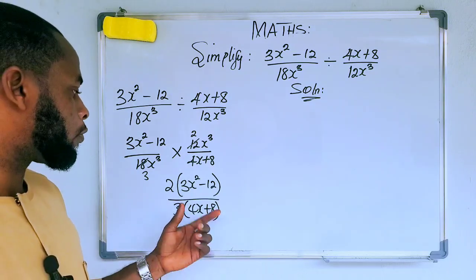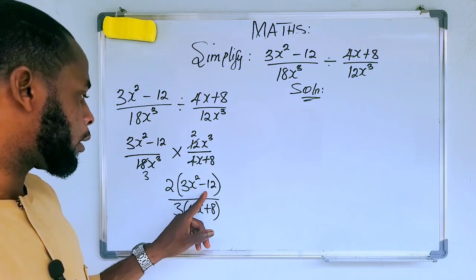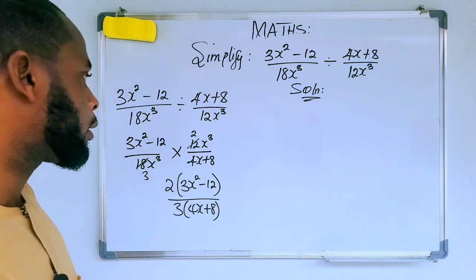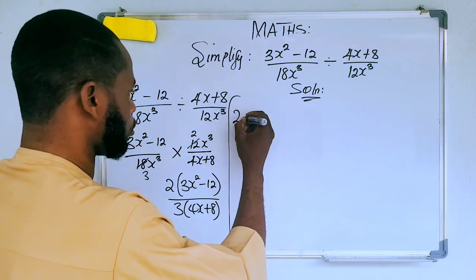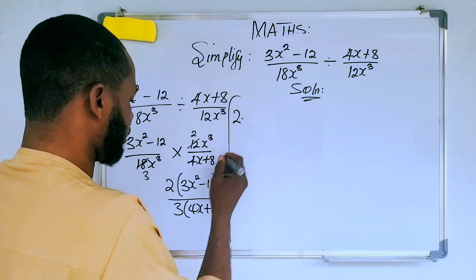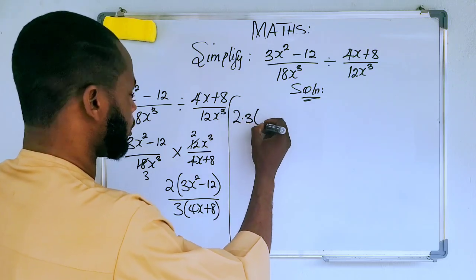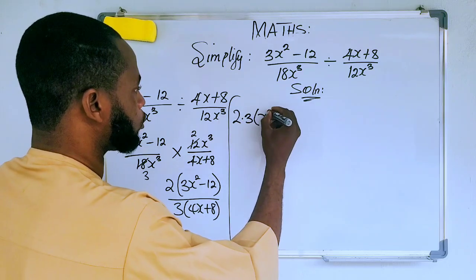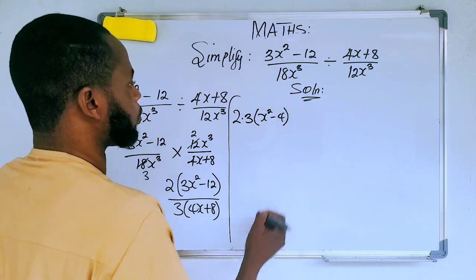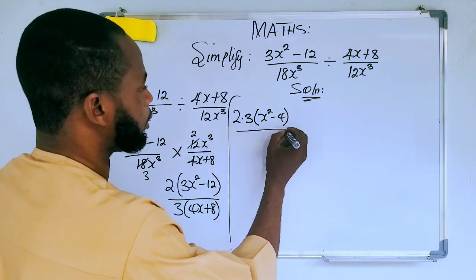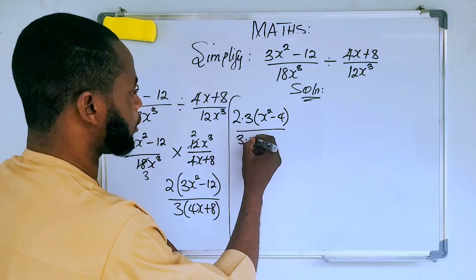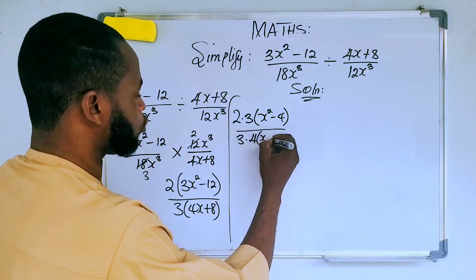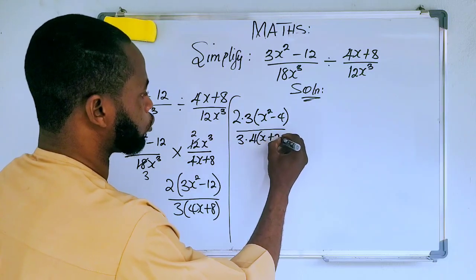We are going to simplify this further. Inside here, we are going to factor out 3, and we are going to have 2 multiplied by 3 into (x squared minus 4), then divided by, here we factor out 4, we have 3 multiplied by 4 into (x plus 2).